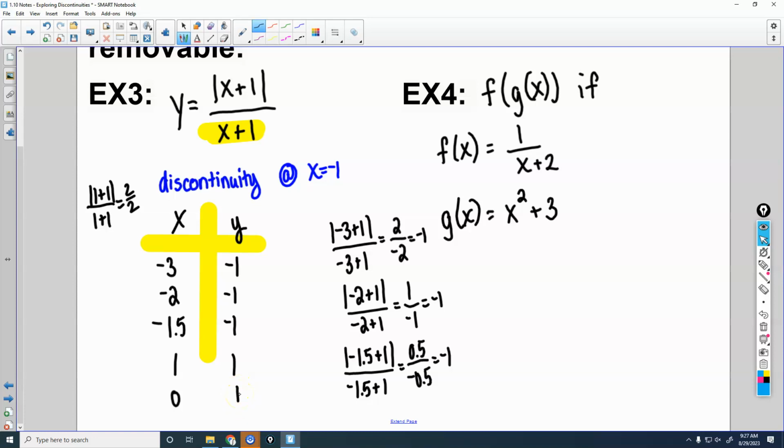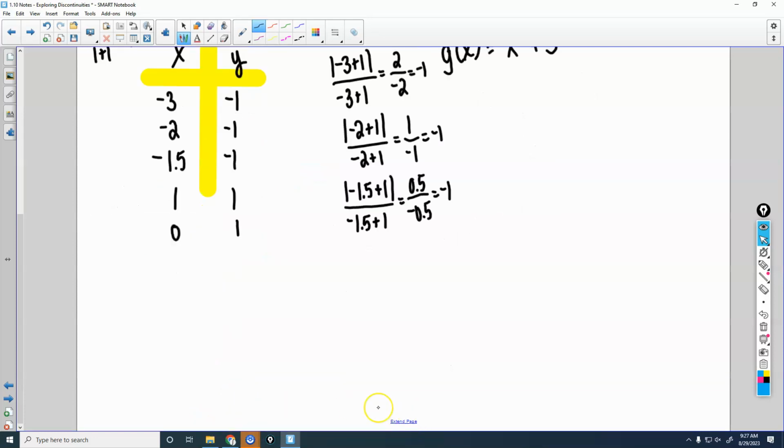If I plug in -0.5, I would still get 1, right? So everything above -1, it appears that I'm getting a +1 there. And everything below -1, it appears I'm getting a -1. So what type of discontinuity do you guys think we're going to have here? What does that mean?